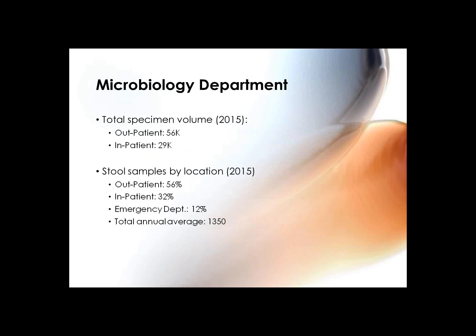To give you an idea of how big we are, to handle all the samples that we receive in the microbiology department, we have a volume for 2015 of 56,000 for outpatient and 29,000 samples for inpatient. In the same year, stool samples were distributed as 56% coming from outpatient, 32% from inpatient, and 12% from the emergency department. We have a total annual of 1,350, which is probably around 110 to 120 per month.